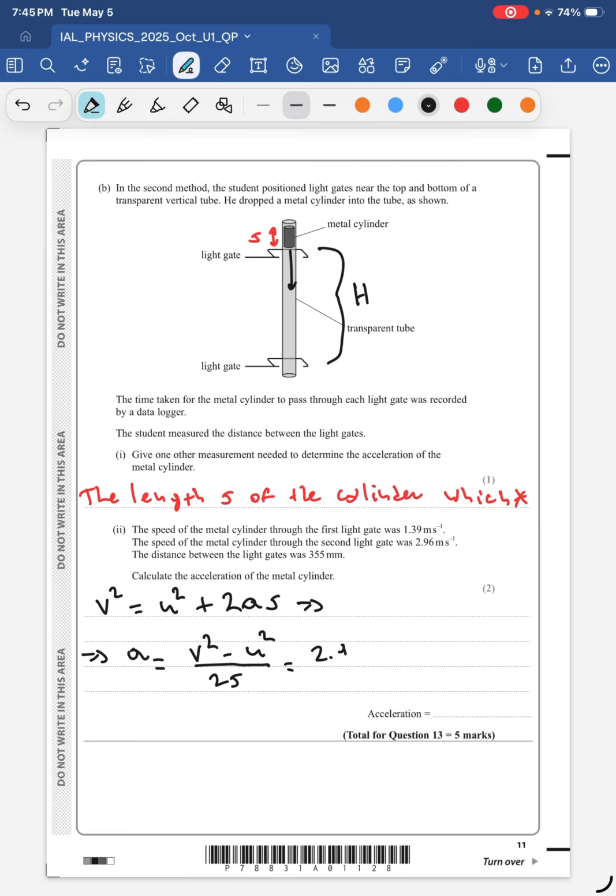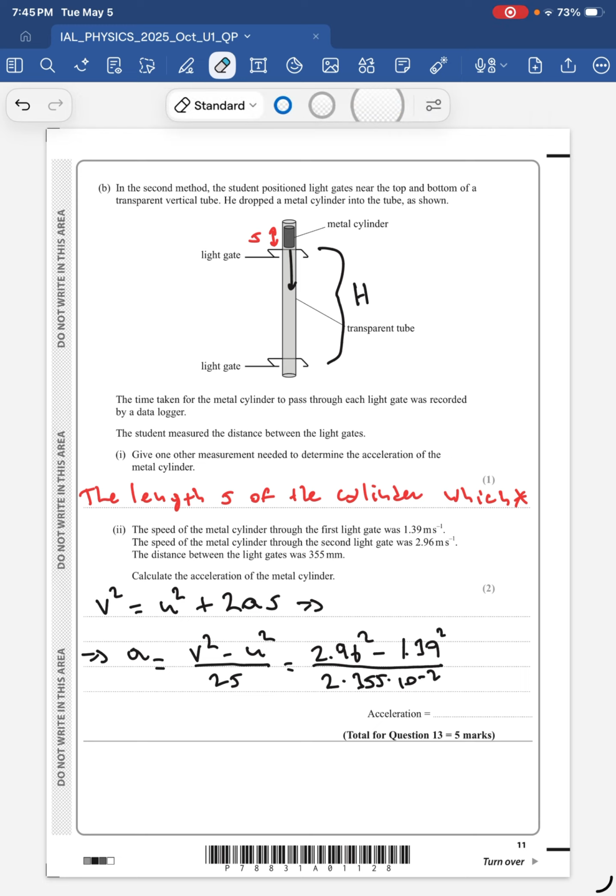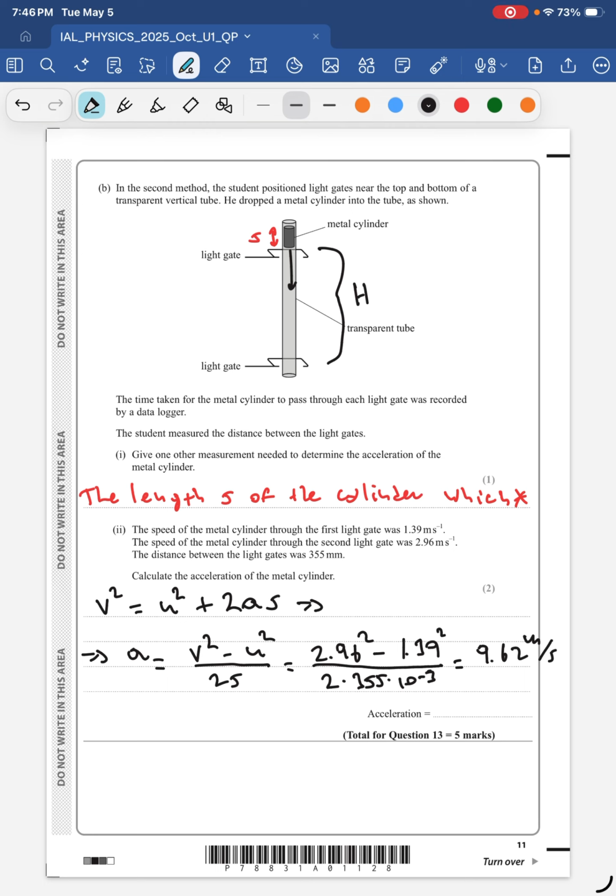So 2.96 squared minus 1.39 squared over 2 times 355 times 10 to the negative 3, I'm sorry, because this is in millimeters. So minus 3, and this yields 9.62 meters per second squared. So kind of close to 9.81, which is g.